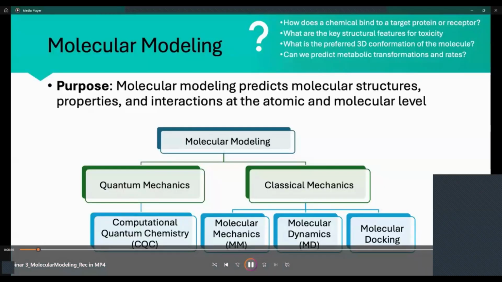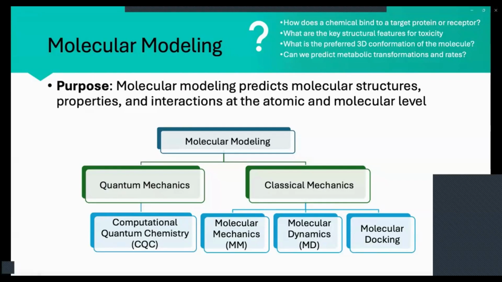Let's first do a brief recap of what was presented in webinar 1 regarding molecular modeling. Molecular modeling is a broad field, and for the purposes of applications in toxicology, I like to think of it as consisting of 4 main areas. Those are shown as the leaves of this hierarchy. There's quantum or computational quantum chemistry, molecular mechanics, molecular dynamics, and molecular docking.